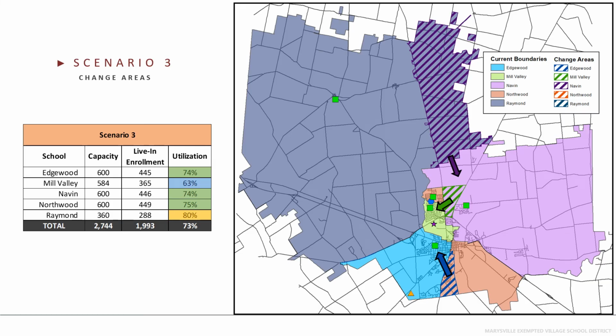The map on the right shows the areas that change in this scenario. Again, we have Cooks Point going to Mill Valley and this western portion of Northwood going to Edgewood. As stated before, all areas east of 31 would attend Naven.